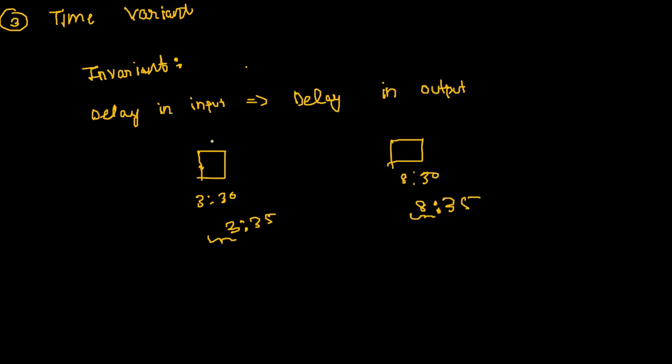And how you actually write it is that the operation performed on x of t minus t naught should be equal to y of t minus t naught. So this concept is easy to understand, but in questions, the approach is what is important. So let's see a few questions here.